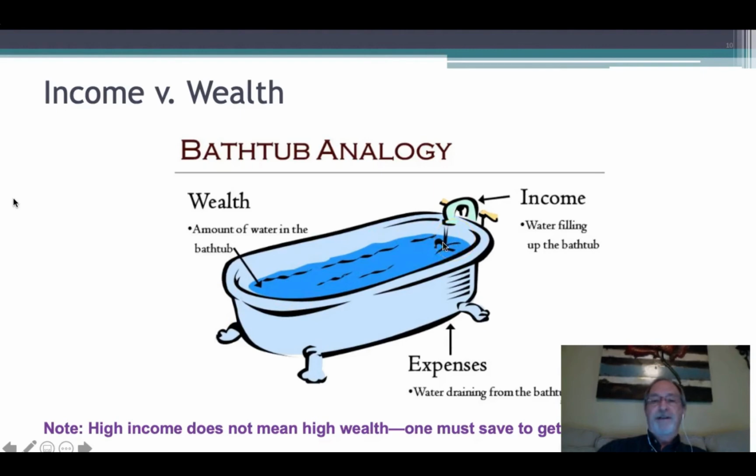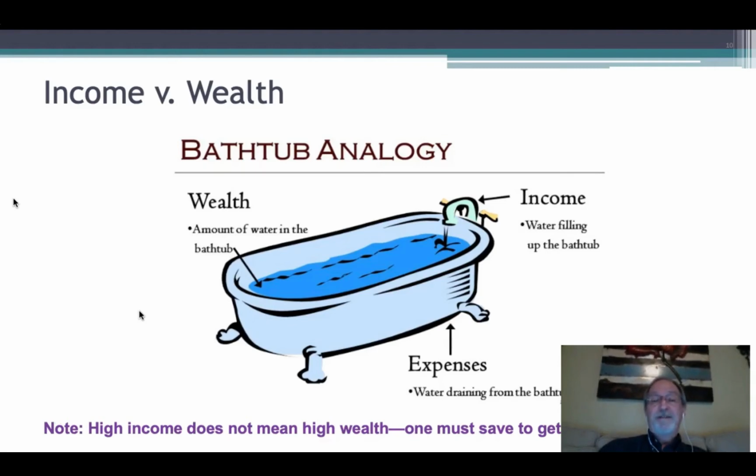So, for example, using this analogy here of a bathtub, income is like the faucet that you turn on and the water that comes into the bathtub. And expenses are where the drain is and the water that goes out of the bathtub. But if you want to accumulate wealth, that's like the amount of water in the bathtub. So basically, to accumulate wealth, you have to have more coming in than you have going out. And again, it's easier to do that if you have more income. But there are a lot of people with a high degree of income who don't necessarily have much wealth.